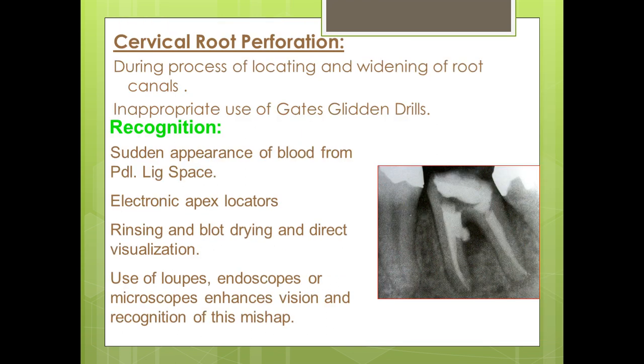Move on to cervical canal perforations. They commonly occur while locating the canal orifice and flaring the coronal third of the root canal, and are also recognized by sudden appearance of blood, a bleeding point coming from the periodontal ligament space. This is the first sign of perforation, and we can detect it with electronic apex locators. We can also blot dry the area and see it by direct visualization, or use magnifying loupes or a microscope to enhance your vision during this procedural error.